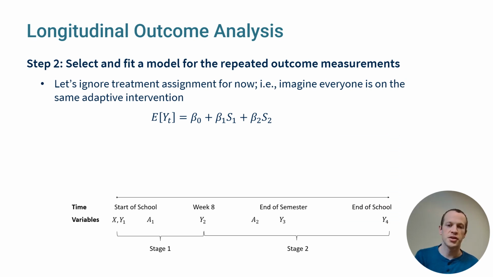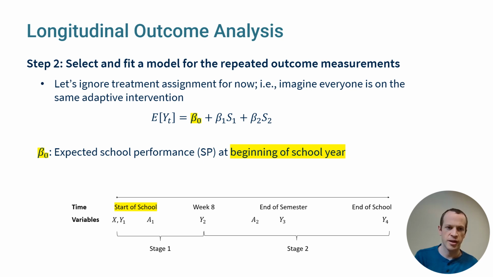All right, so we're going to use these two variables in order to modify this model that we already have. So for now, let's think about everyone being on a single adaptive intervention, and then we'll talk about how to generalize to multiple adaptive interventions. So we're going to try and fit a model that looks like the one we fit previously. So we're going to have beta 0, which corresponds to the expected school performance at the beginning of the school year. This is an intercept term.